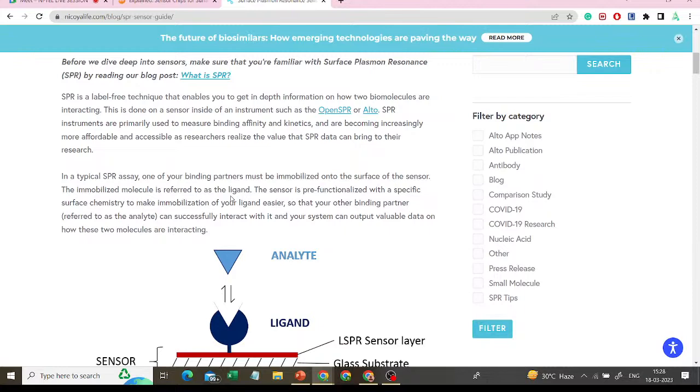In a typical SPR assay, one of your binding partners must be immobilized onto the surface of the sensor. The immobilized molecule is referred to as a ligand. The sensor is pre-functionalized with a specific surface chemistry to make immobilization of a ligand easier. The term ligand here refers to the thing which is immobilized onto the matrix, upon which the analyte is passed through and you try to find out the interaction. So that your other binding partner, referred to as the analyte, can successfully interact with it and the system can output valuable data.